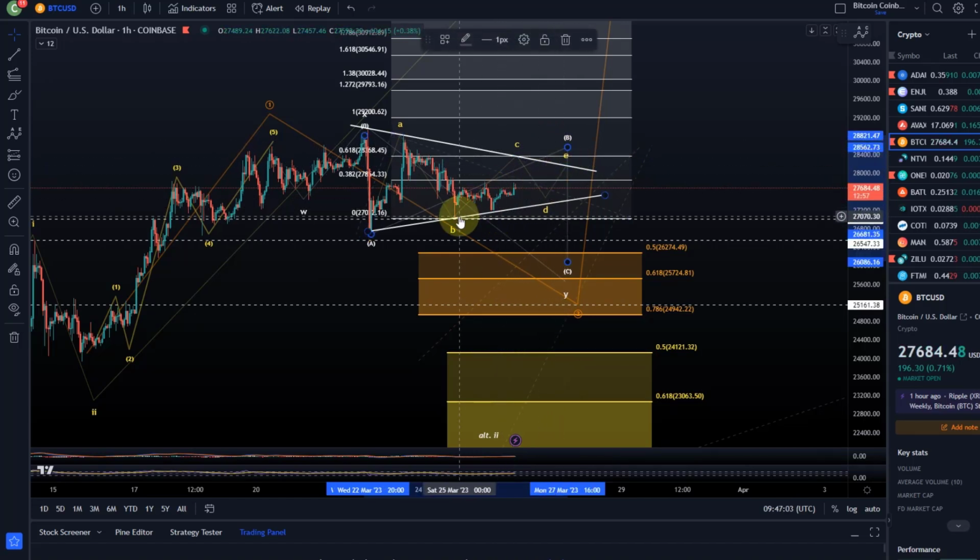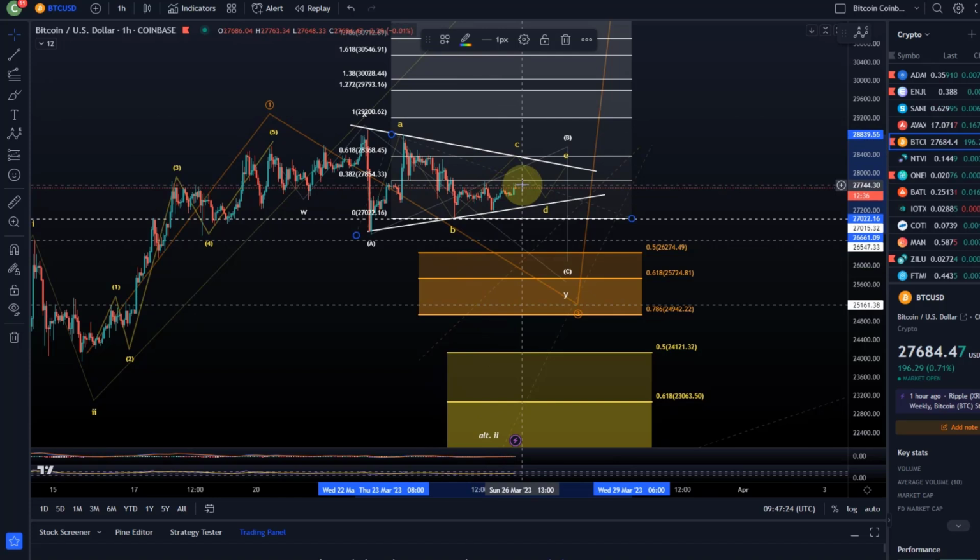Note please that targets in a triangle are to be taken with a pinch of salt. They are really just guidelines, and to be honest, fairly often they are not met, even though you typically see some kind of reaction to these golden ratio targets. Triangles are very, very unreliable in terms of trading targets, as every corrective wave is. But Elliott Wave tells us this is still a correction.